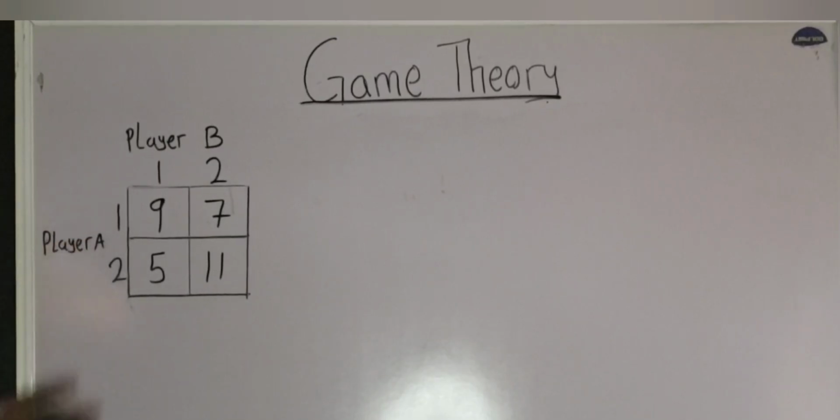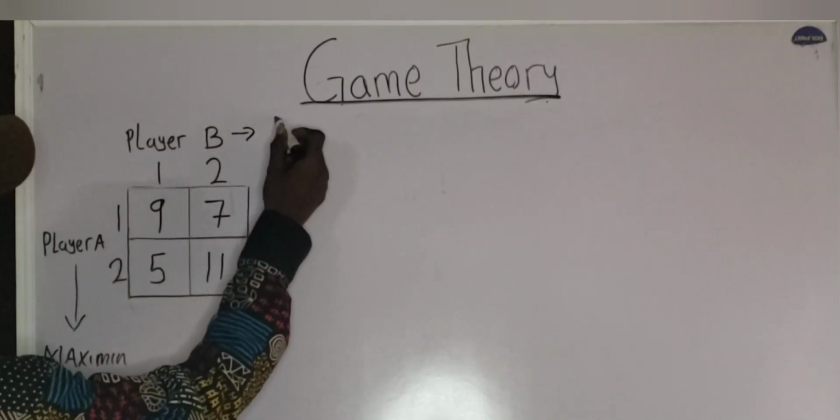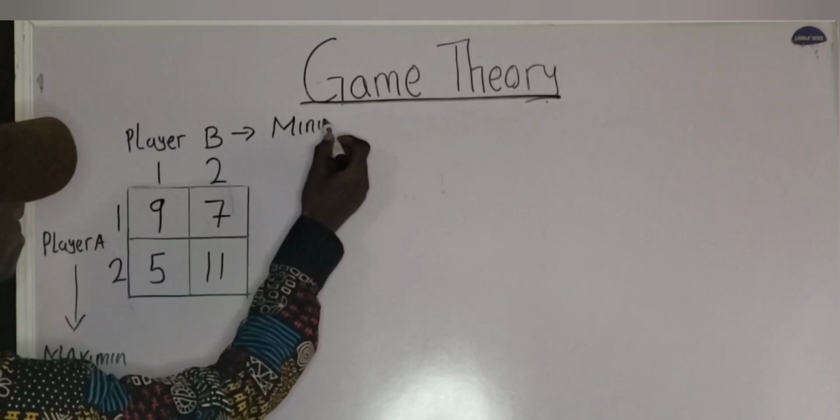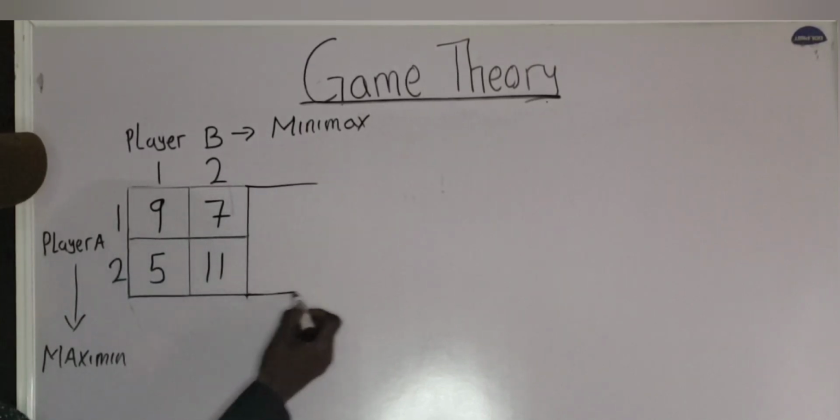So now, let's look at a problem with mixed strategy. We are told to determine the value of this game. Now, to determine the value of the game, let's try and find the saddle point. So player A will adopt the maximin strategy, and player B will adopt the minimax strategy. So let's find the value of the game.